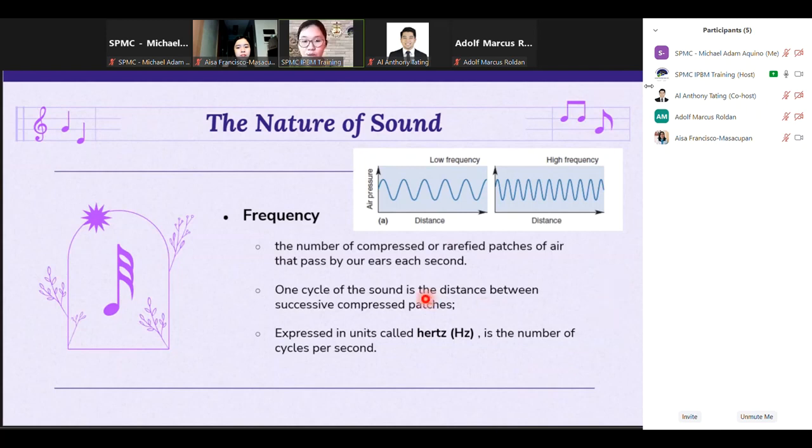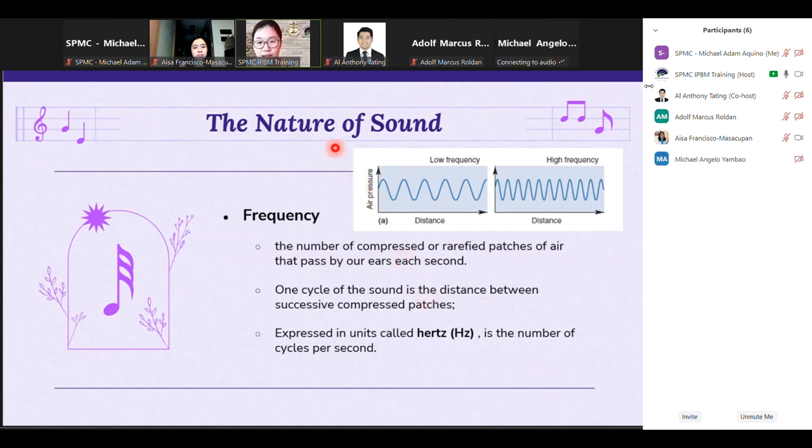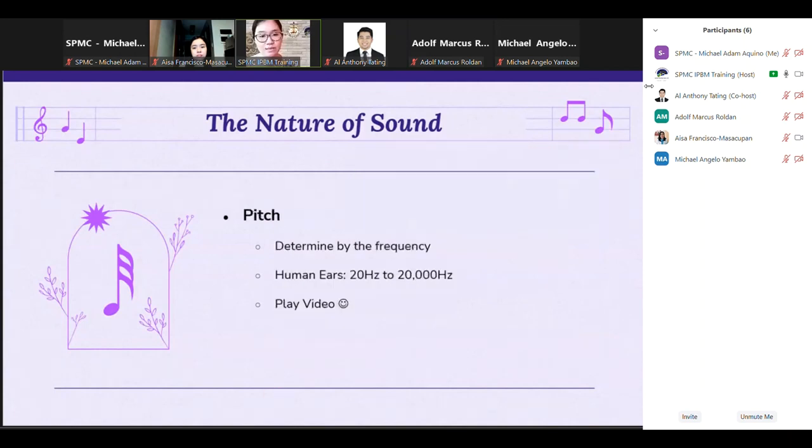So if we notice in the graph, this plots the air pressure versus the distance for a sound of constant frequency and intensity. So the x-axis can also represent time because the velocity of sound is constant naman. So frequency is the number of sound waves per unit of time or distance. And we perceive high frequency waves as having a higher pitch. So pitch is determined by frequency.